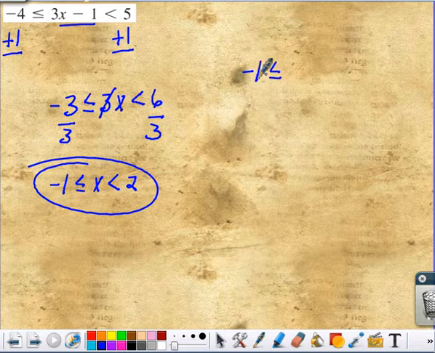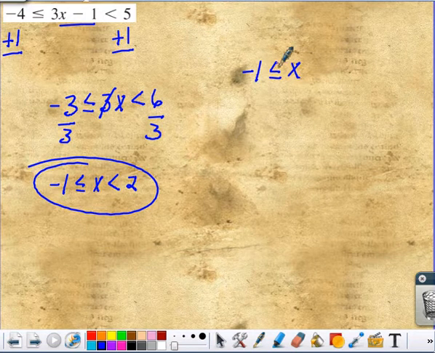So you have x is bigger, and this bothers me. Guys, you normally read these left to right. But if x is on the right side, read it this way. X is bigger than negative 1. X is greater than or equal to negative 1, so let's draw that.